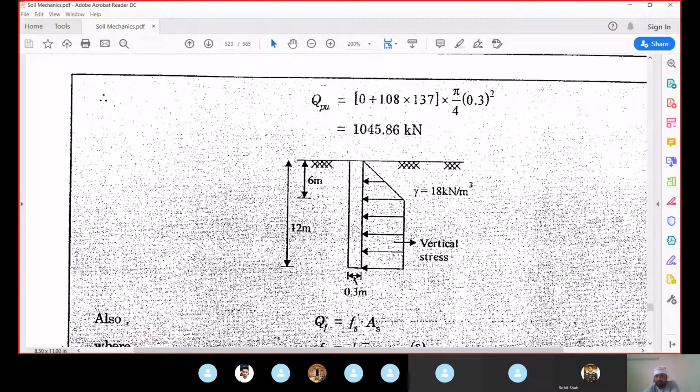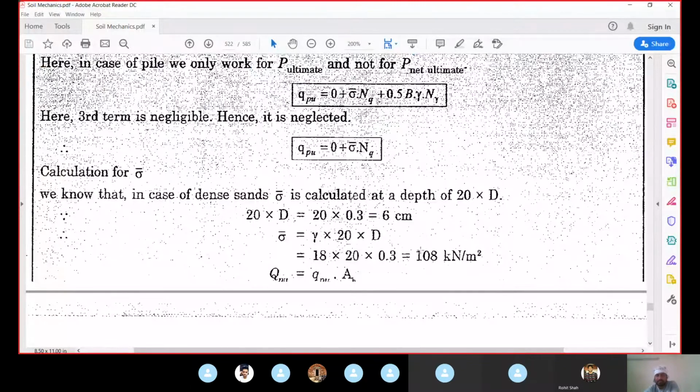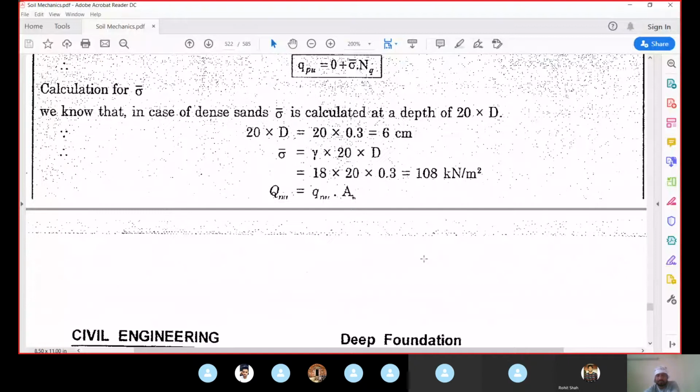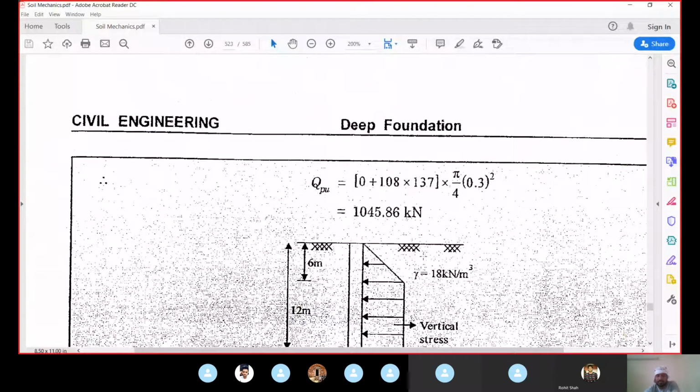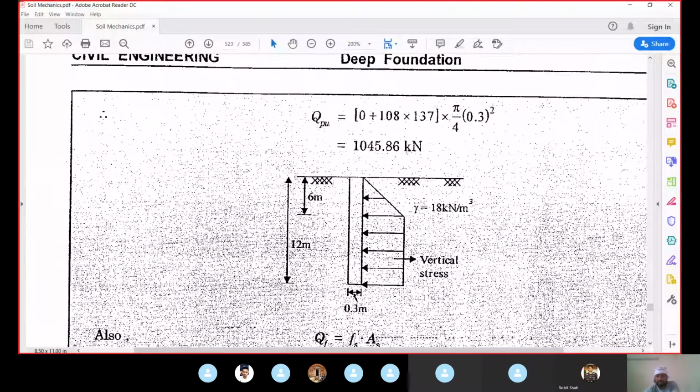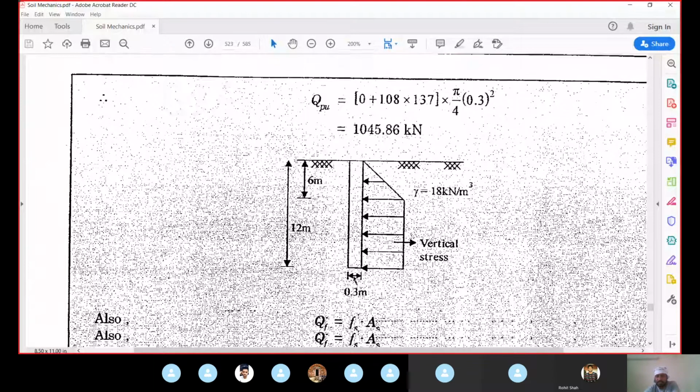And the similar schematic diagram is also shown here. This is our pile that is of length 12 meter, right? Until 6 meter we are having this critical depth, and 18 kilonewton per meter cube is the unit weight of the soil, right? We have multiplied 18 by 6, that's why we were getting this 108. And from 6 meter to the remaining 6 meter, this is your constant effective stress.